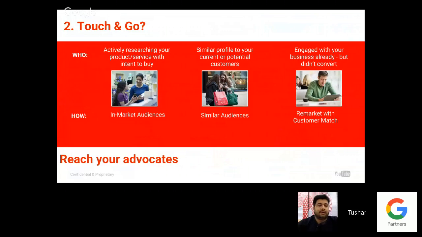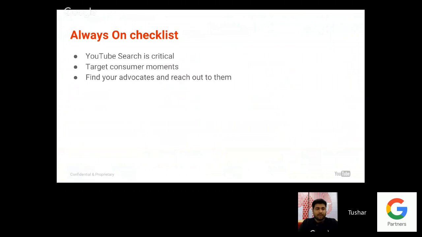So like I said, the three kinds of users: the first user you would be targeting with in-market audiences. The second kind of users would be similar audiences of your existing customers. And the third kind of users, who are already aware of your business but not actively converting, you would remarket with the customer match, where you can actually show them tailored ads and show them what they want, right? So this is the checklist for our last section, which is always on, where your campaigns go on for the next 1 year as well.